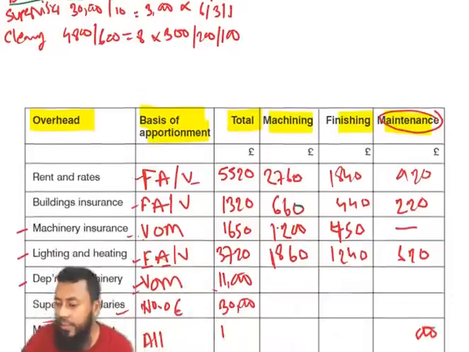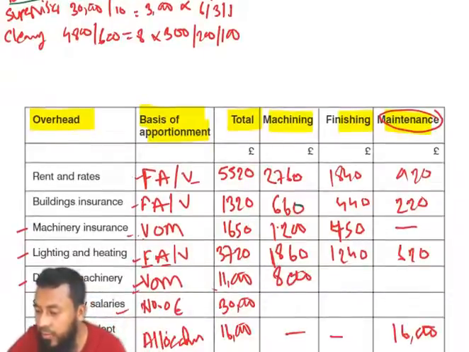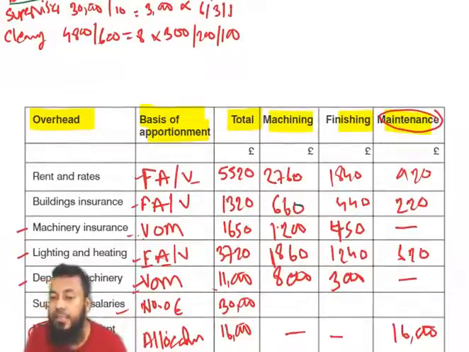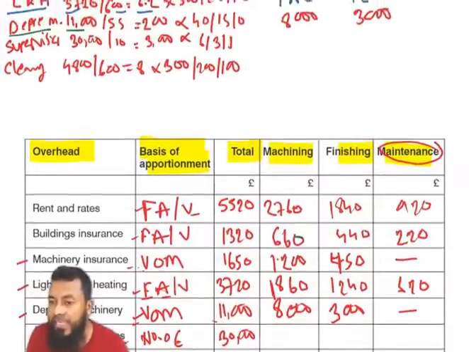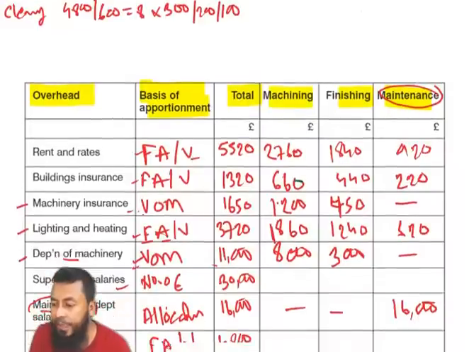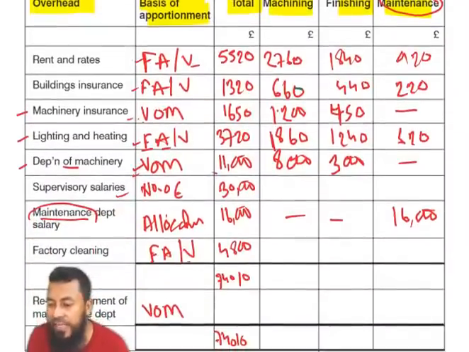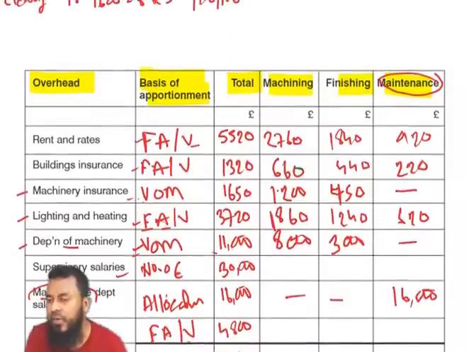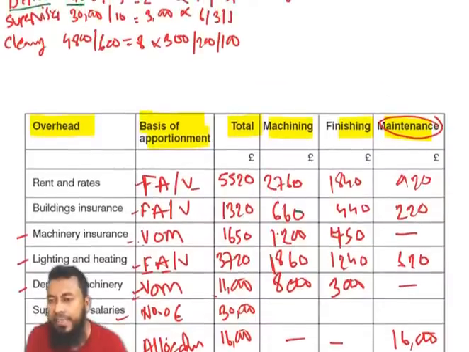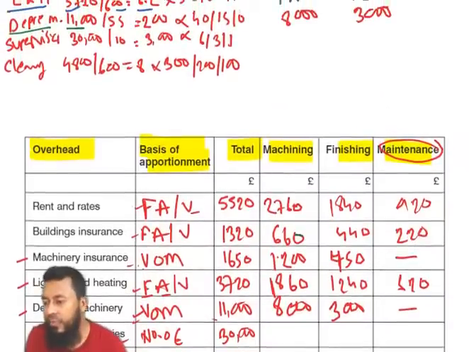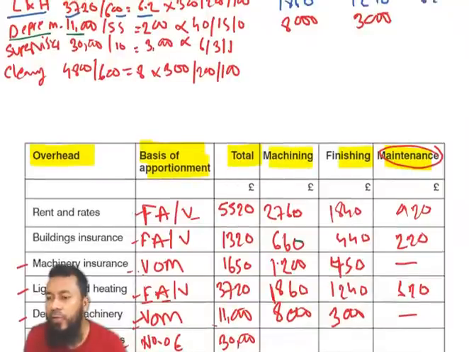8 and 3 are going to take at the bottom. 8,000 plus 3,000 and nothing into the maintenance. A couple more, I think. One is supervisor salary and one is cleaning. How much is the supervisor salary? It's 30,000, but the basis is number of employees, and number of employees are 10 if you remember. 6 for machining, 3 for finishing, and 1 for maintenance. So that's what I did.